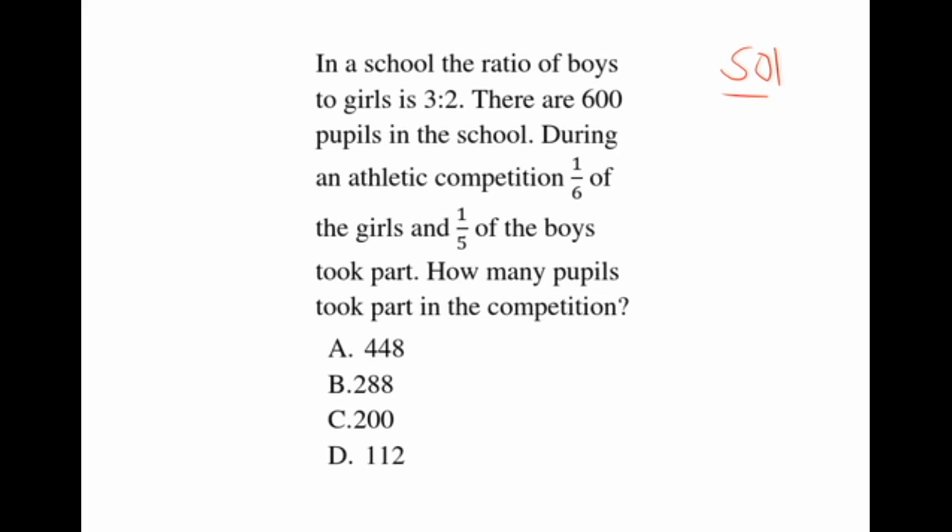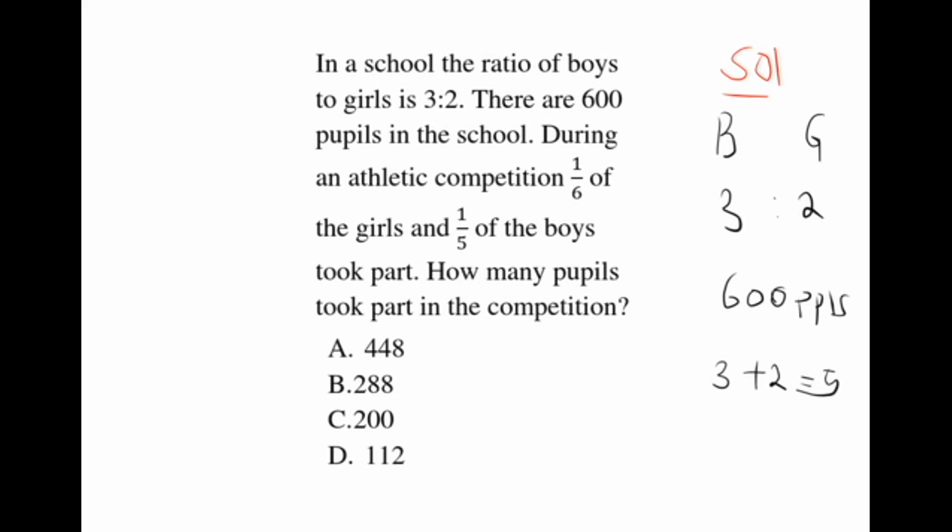We are told that the ratio of boys to girls is 3:2. Then we are told that there are 600 pupils in the school. The school has 600 pupils. Then we are told that during an athletic competition, a sixth of the girls and a fifth of the boys took part. How many pupils took part in the competition? Therefore, first we get the number of shares, and the number of shares here will be given by 3 plus 2, which is 5.